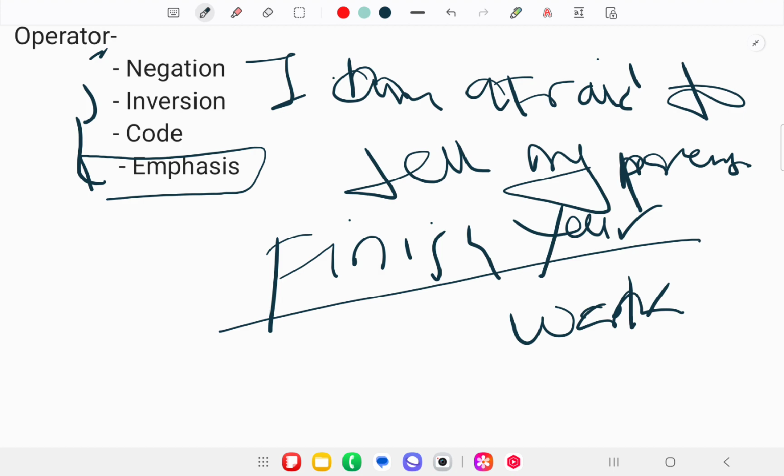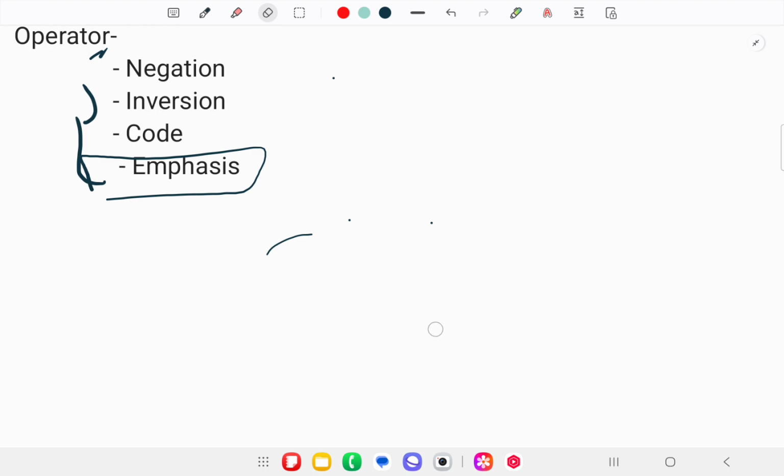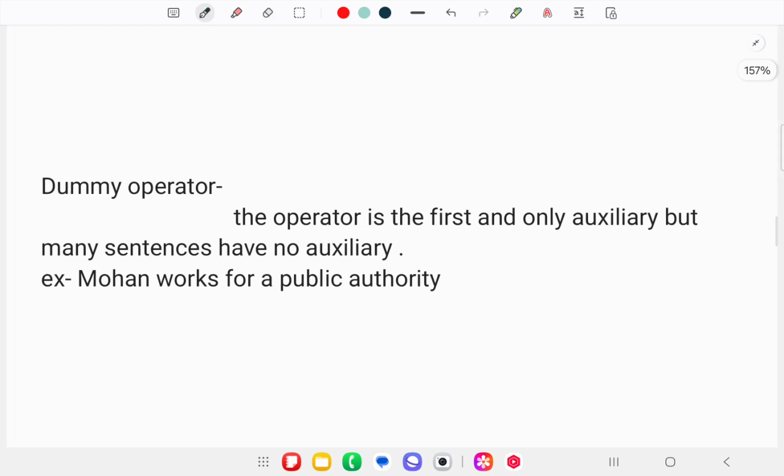Also we can say the important codes that are very important for the sentence from the linguistics point of view. Okay, next we have another portion, that is dummy operators. This is the last point of this lecture: what are dummy operators? Dummy operators means that when we have the tenses and we do not use the negation point, then we have the dummy operators.